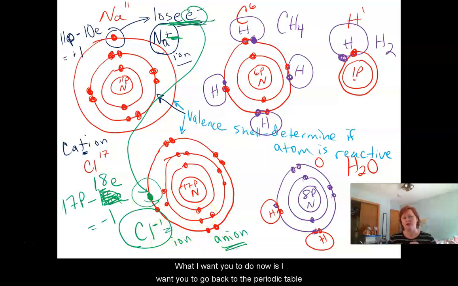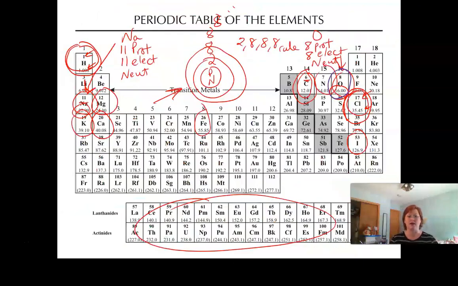What I want you to do now is go back to the periodic table. So let's jump back there, and let's pick out a few atoms to practice with. I want you to draw electron configurations for the following atoms. A couple of them we've already done, but don't look at your notes and see if you can redo them yourself. So let's do potassium, calcium. Let's do oxygen and hydrogen again. And let's go ahead and do chloride again.